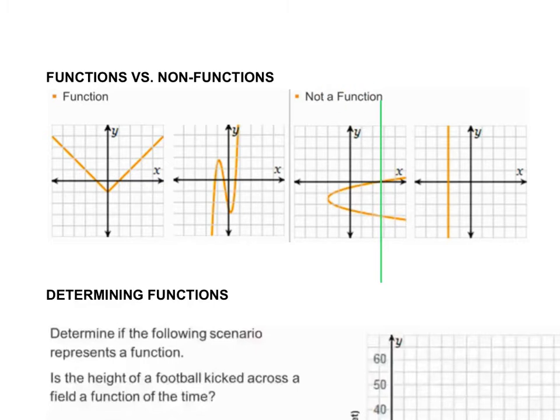Now the other example is a vertical line. All right, a vertical line, all of a sudden, boom, I got all these different intersection points. Okay, and so for one x value, I have all these different y values. Therefore, it's not a function.